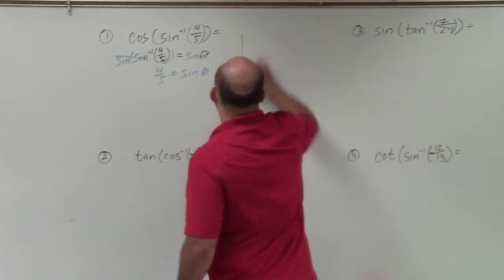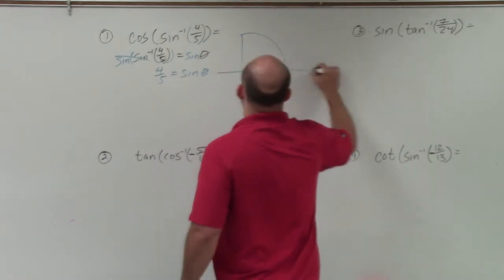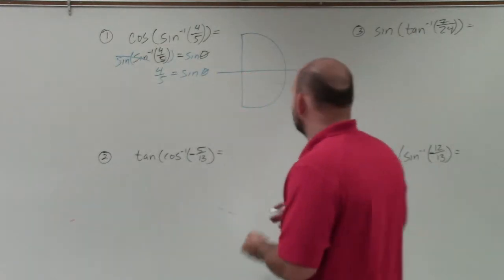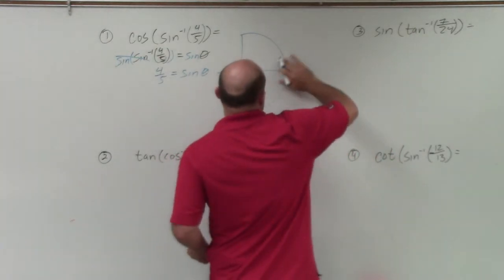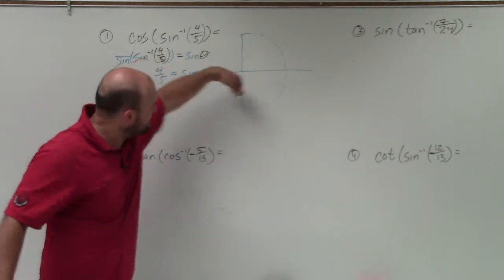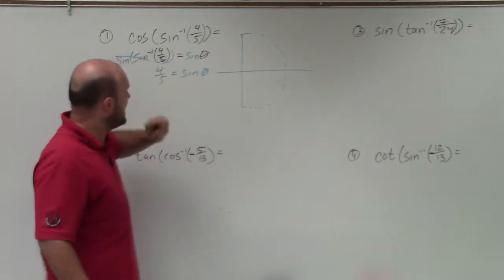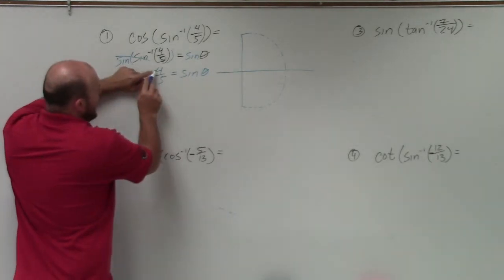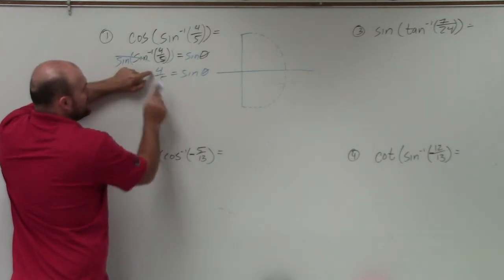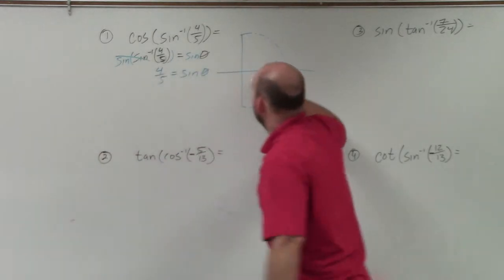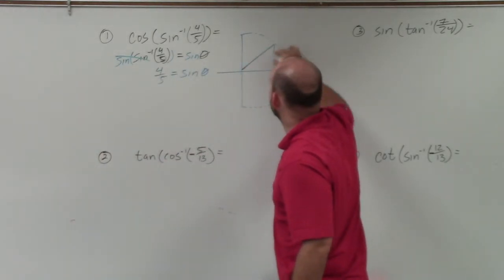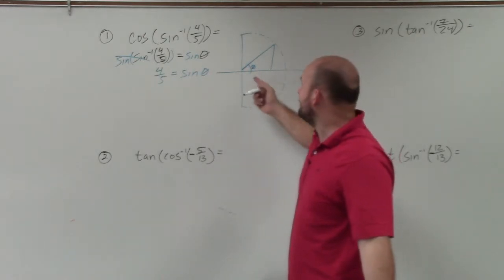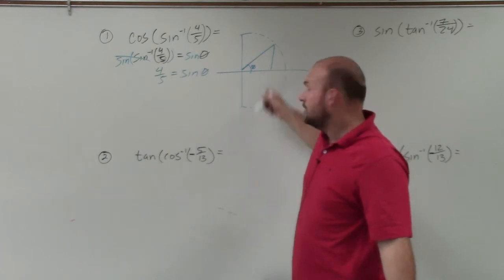What I did is draw part of the unit circle here, only the part that is within the range of sine. Because remember, the range of sine is between negative pi halves and pi halves. Now, sine is opposite over hypotenuse, right? The hypotenuse is always positive. So since 4 is positive, my triangle has to be in the first quadrant. It can't be in the second quadrant because then the y part would be negative.